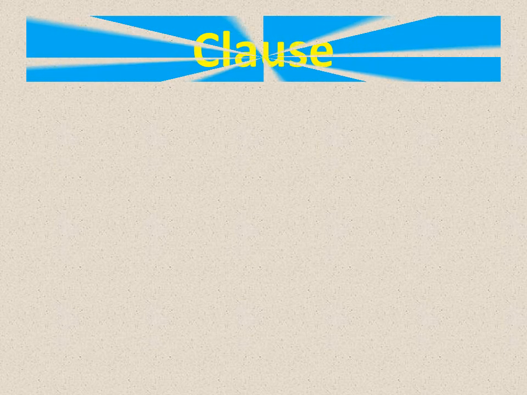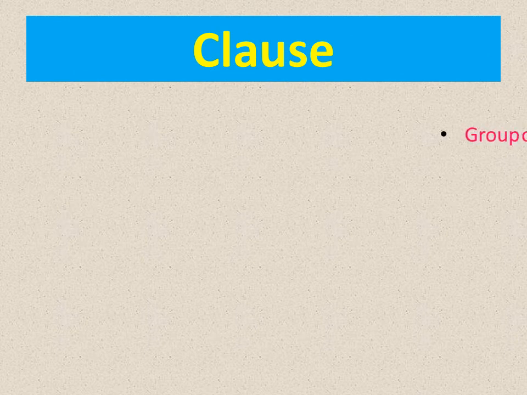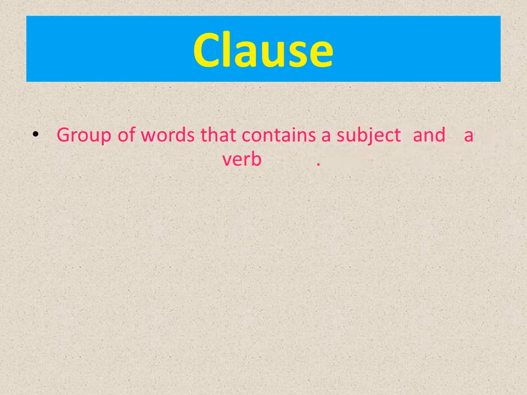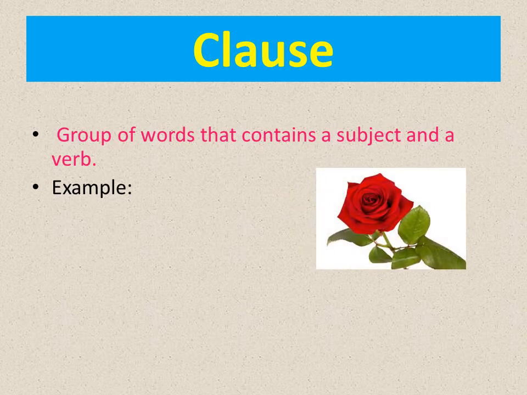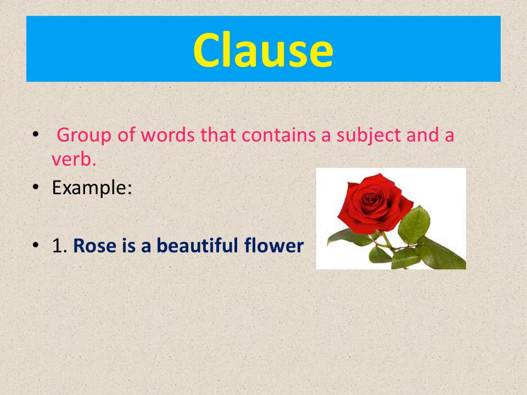What is a clause? A clause is a group of words that contains a subject and a verb. Example: Rose is a beautiful flower. Students, this is a clause because it contains a subject and a verb. In this sentence, Rose is a subject, is a verb. So it is a clause.